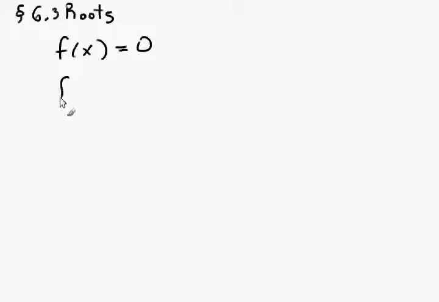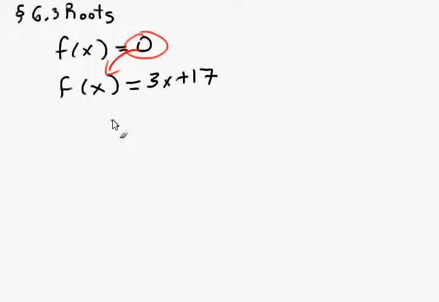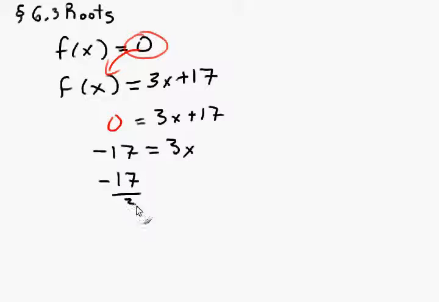Here's an example function. F of x is equal to 3x plus 17. And we want it to be equal to 0. So we're going to substitute that in. We're going to look at 0 is equal to 3x plus 17. Well, we subtract 17 from both sides. And then we divide by 3. And that would be the root of this function.